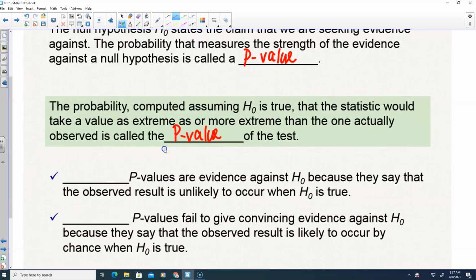So if we have really small p-values, then we have a lot of evidence against our H0 claim because they're saying that the observed result is really unlikely if H0 is true. But if we have large p-values, then we don't have convincing evidence against H0 because they're saying that we could very well have a result when H0 is true.